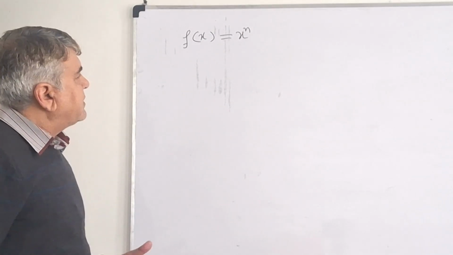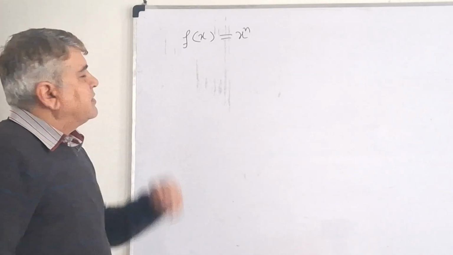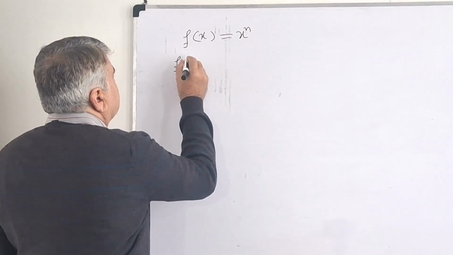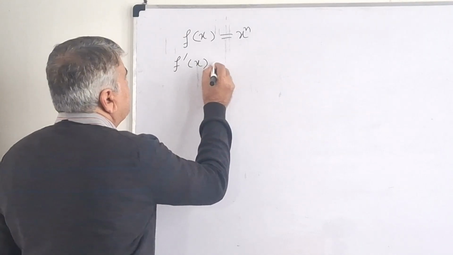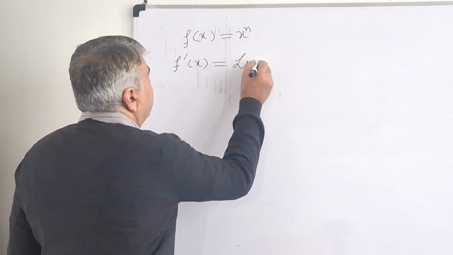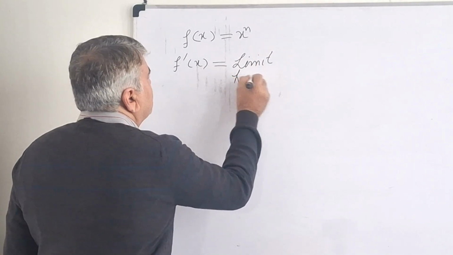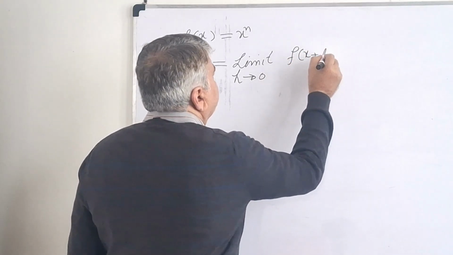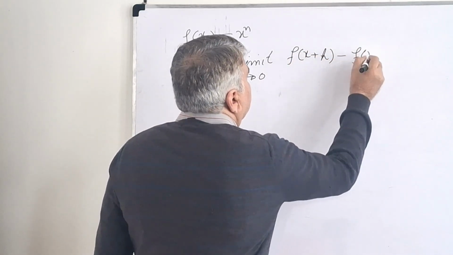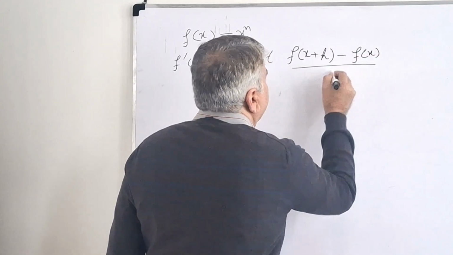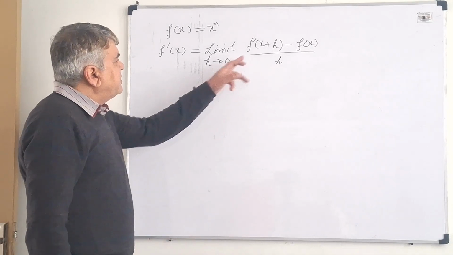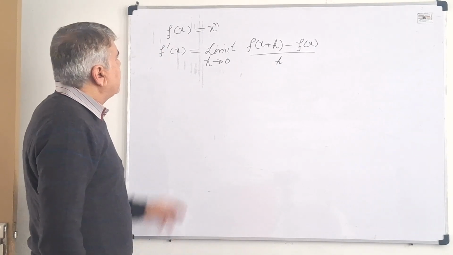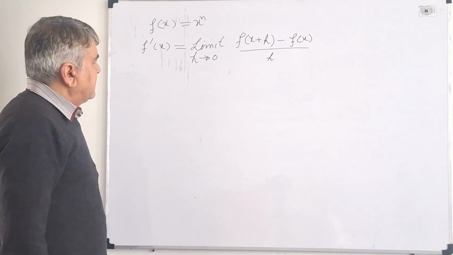So I would like to create a rule, a formula, by using the definition of the derivative. And we know from the basic definition that the derivative of the function equals limit h tends to 0, f of x plus h minus f of x divided by h. So I want to use this definition of the derivative to find a rule for finding the derivatives of the power of the variable x.